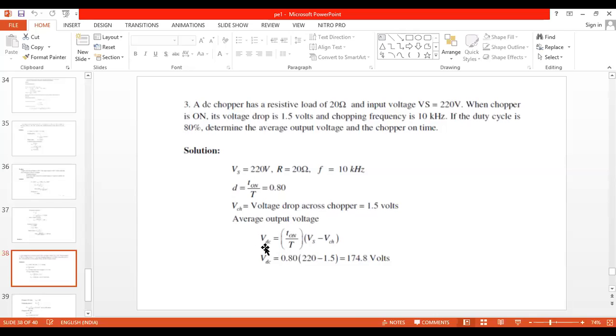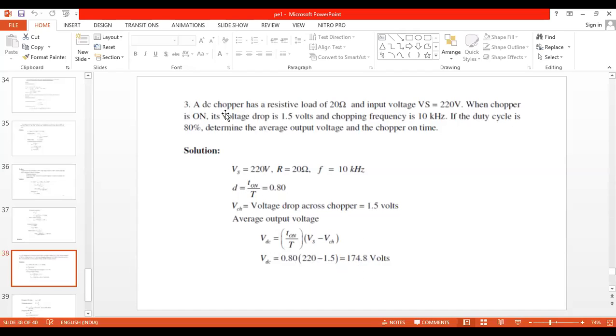V naught, or VDC, equals input voltage into del. Okay, step down chopper: V naught equals input voltage into del. But in this problem, along with input voltage, they have given the voltage drop across the chopper. Therefore, what is the total voltage difference of two voltages? So 220 minus 1.5, as 1.5 is the drop. If you substitute this, as duty cycle is given directly 0.80, VDC is equal to 0.80 into this particular value. So you are going to get 174.